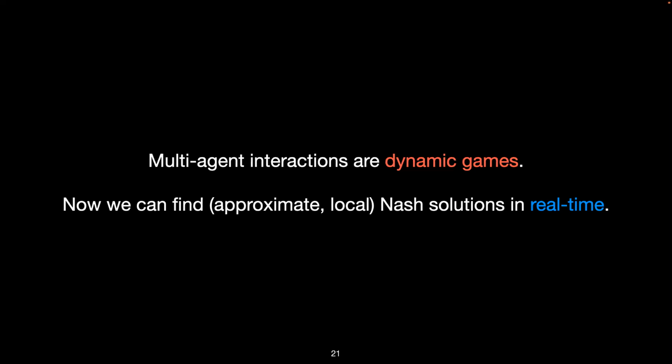Okay, so the point that I wanted to convey with all of this discussion of solution methods is just to say that, hey, when we look at multi-agent interactions, it's good to think about them as games that are played over time. Those games have a lot of subtlety to them. I focused on information, but there are other subtleties, solution concepts, etc. And what I showed was how to find approximate local Nash solutions in real time.